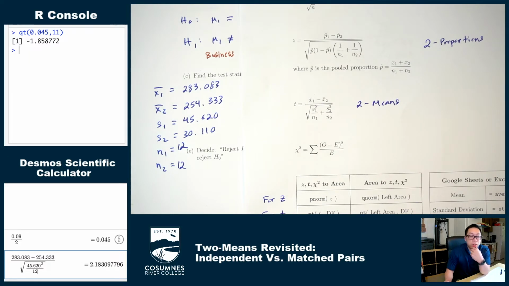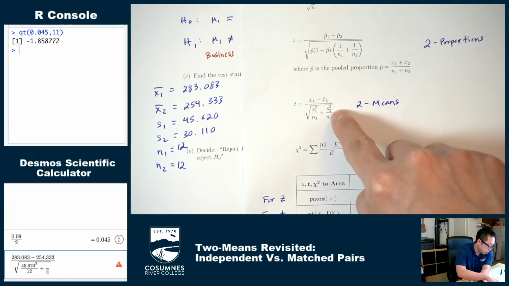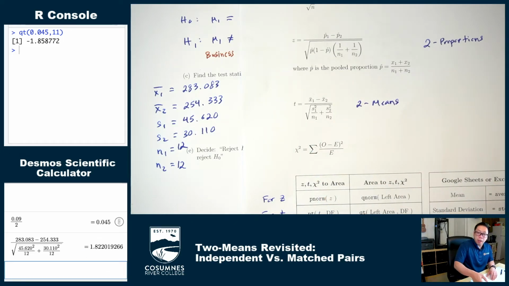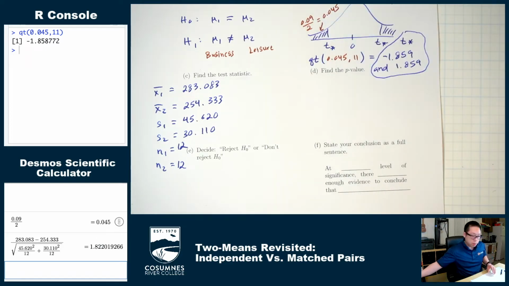Now remember, move your cursor just to the right of that fraction and hit plus, so don't put in spaces, because we want the entire thing inside the square root. If you move it a little bit too far and hit plus, you'll see that the plus is outside of the square root. If that happens, just move your cursor back just to the right of the fraction and hit plus. And then we have another fraction. S2 squared is 30.110 squared, and then N2 on the bottom is also 12. Okay, make sure what you see looks exactly like the formula, and then you'll hit enter. And I got 1.822. That's a T.